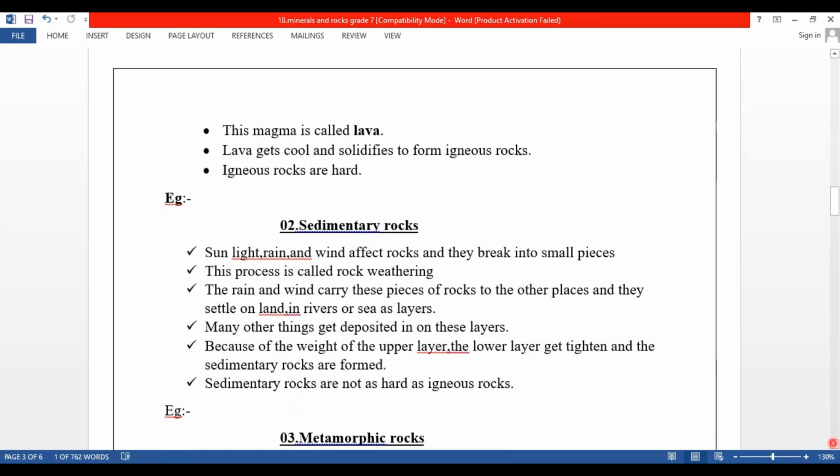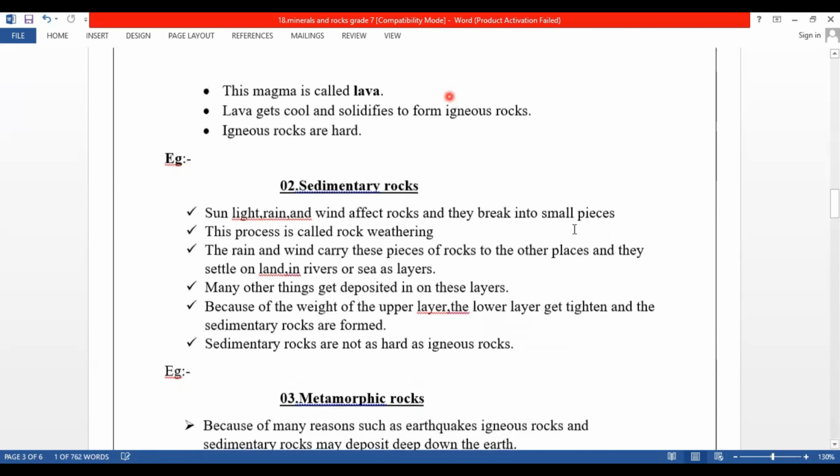Here we have to write the examples for the igneous rocks. I'm going to type them. You have to write in your tute: granite, basalt. The types of igneous rocks you should remember.